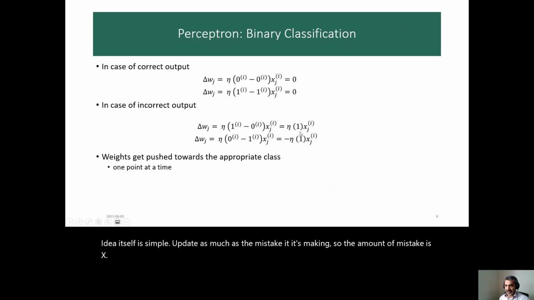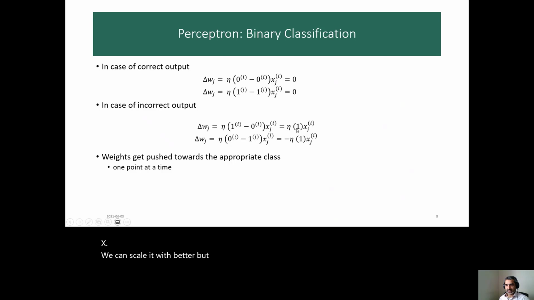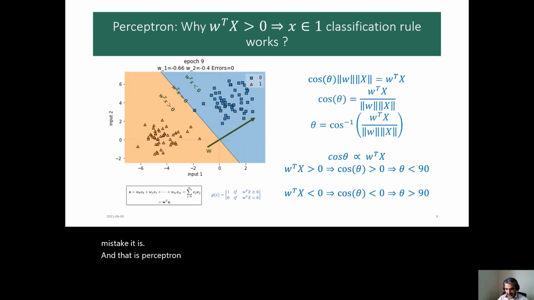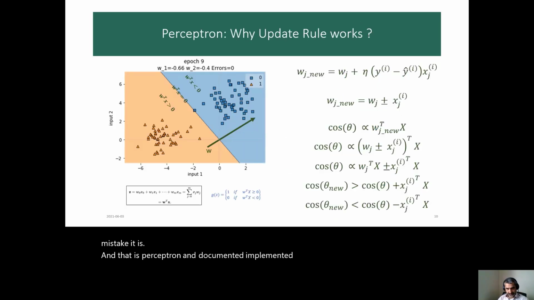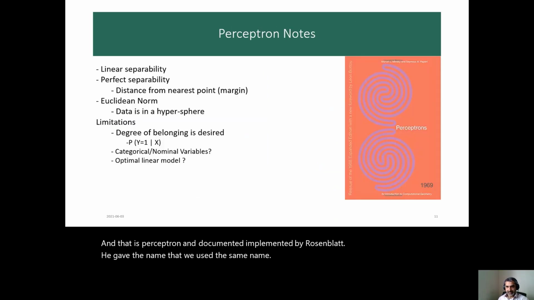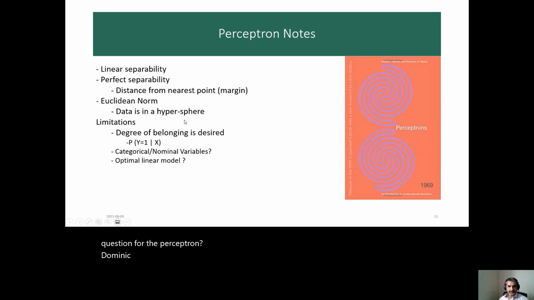We can scale it with eta, but the concept is if there is a mistake, change as much as the mistake it is. And that is Perceptron, documented and implemented by Rosenblatt. He gave the name, we use the same name. But if you're curious about these 3 points, shall we move on to that, if there is no question for the Perceptron? Dominique? Yes.